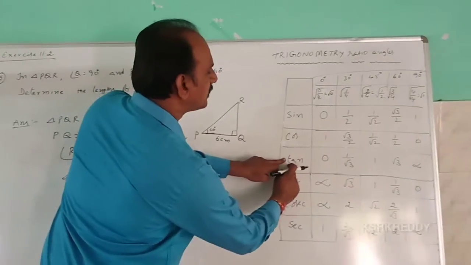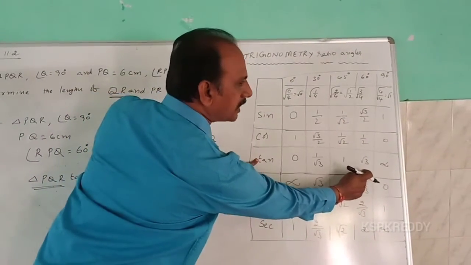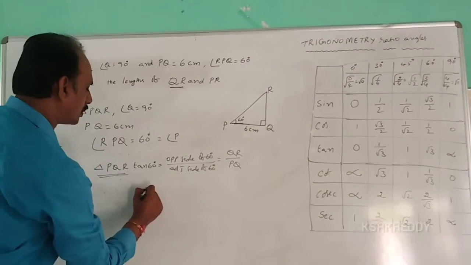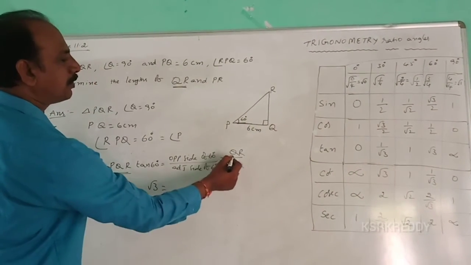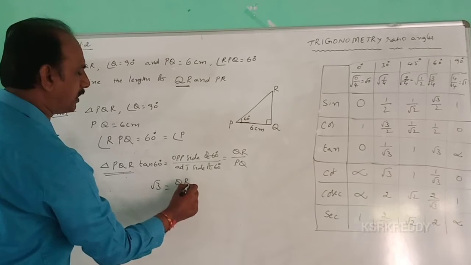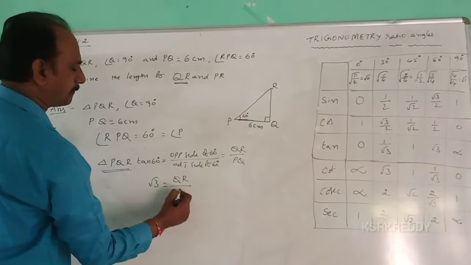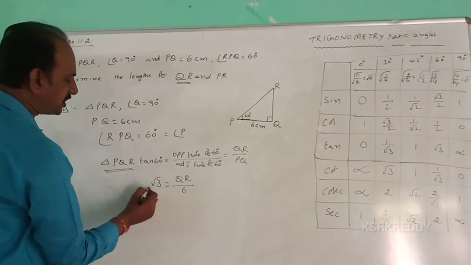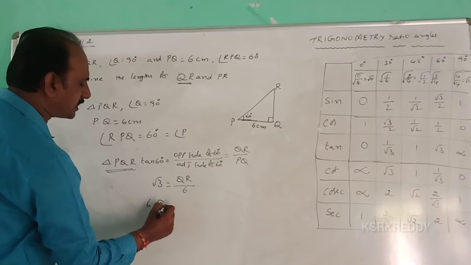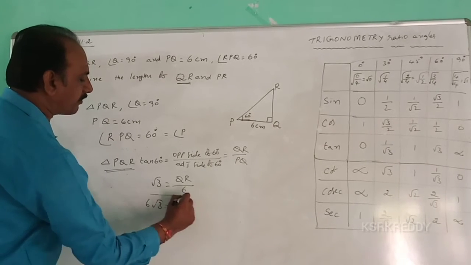In the table, tan 60 is equal to root 3. So root 3 is equal to QR, which is the unknown value, divided by PQ, whose value is 6. Then 6 moves to this side: 6 root 3 is equal to the value of QR. That is the first one.